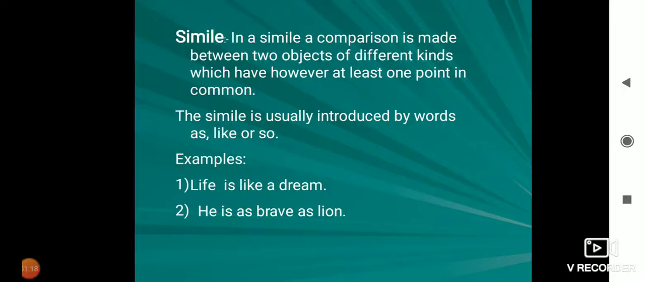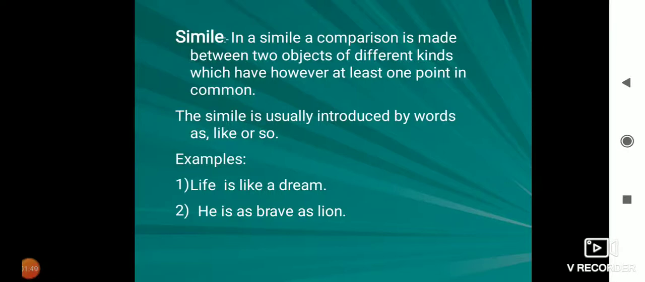First, simile. In a simile, a comparison is made between two objects of different kinds which have, however, at least one point in common. The simile is usually introduced by words such as, like or so. These two things must have one thing in common.